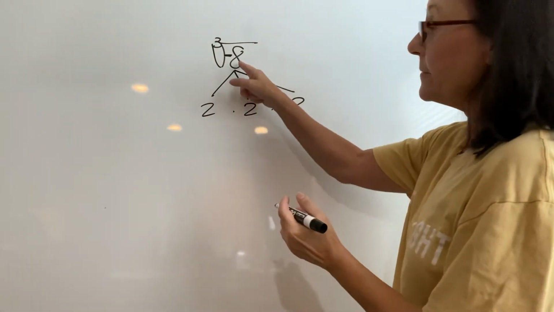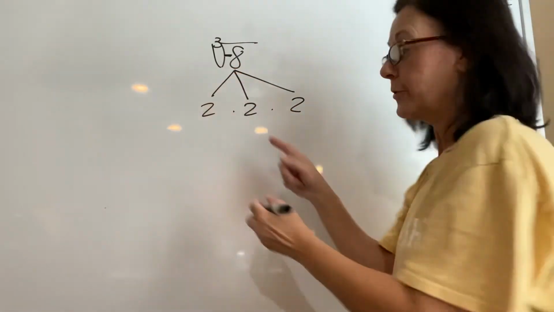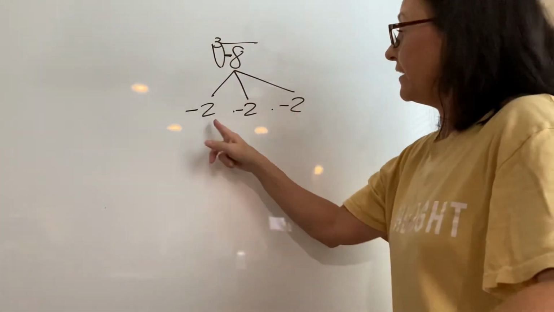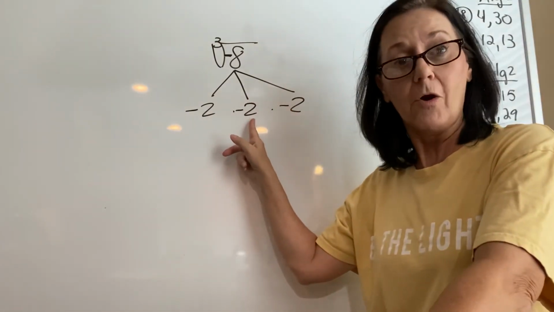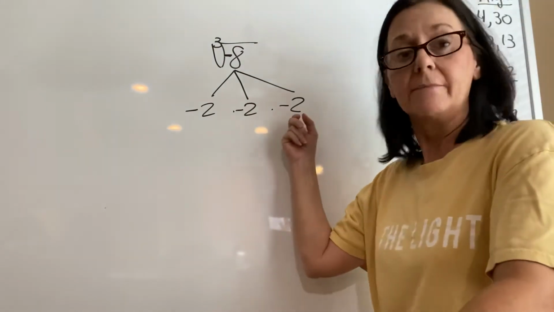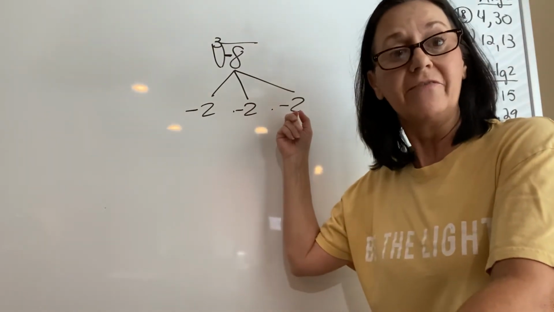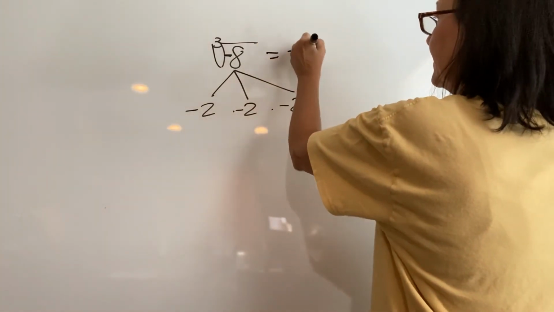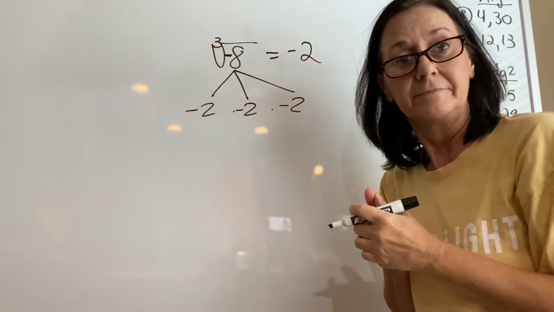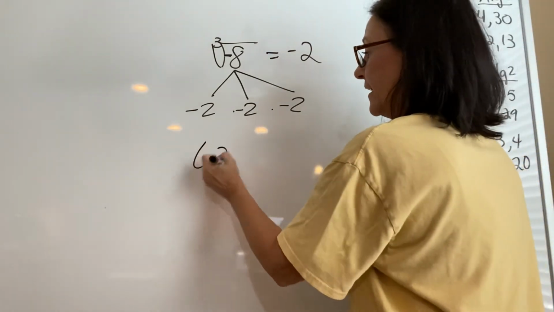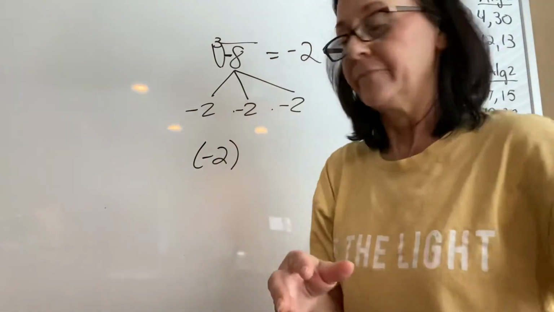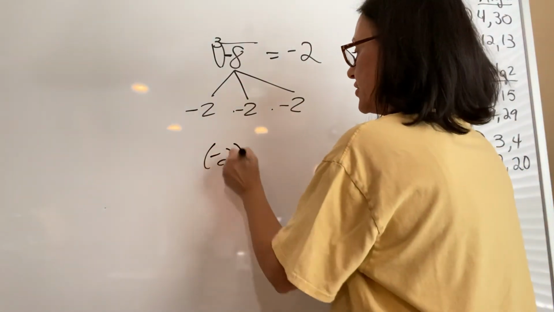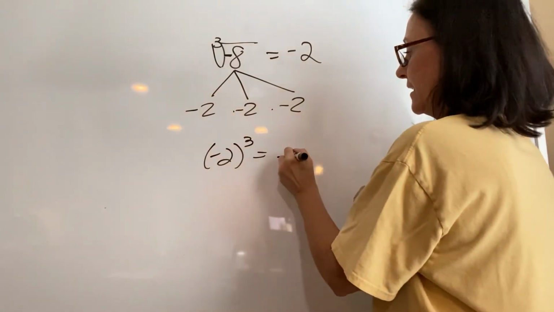But in order for this to be a negative 8 under that cube root, all of them need to be negative. So negative 2 times negative 2 is positive 4. And positive 4 times negative 2 is negative 8. So the cube root of negative 8 is negative 2. In the same way, negative 2 cubed is negative 8.